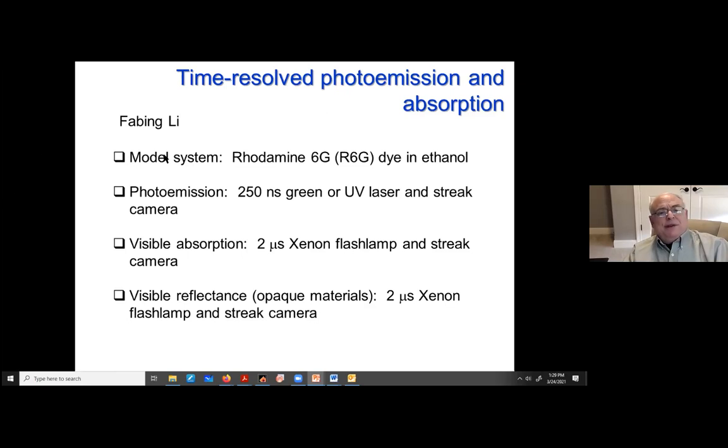So the model system we used was this dye, rhodamine 6G and ethanol. It's got a really big, well-known spectrum. To study the photo emission, we turn on a 200 nanosecond green laser, and we look at the photo emission during the shock. To get the absorption in the visible, we have a little xenon flash lamp, and we detect it with a streak camera. That's for the absorption. And if it's an opaque sample that reflects, we can look at the reflection spectrum in the same way.